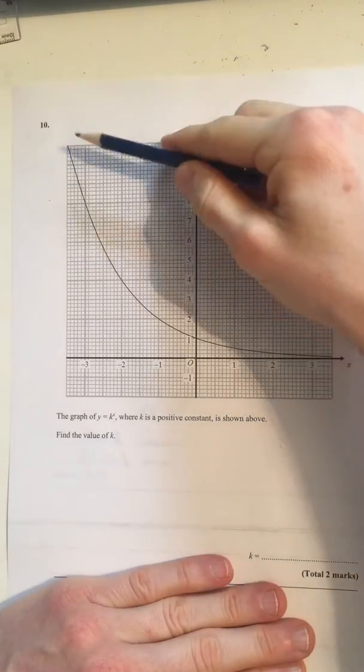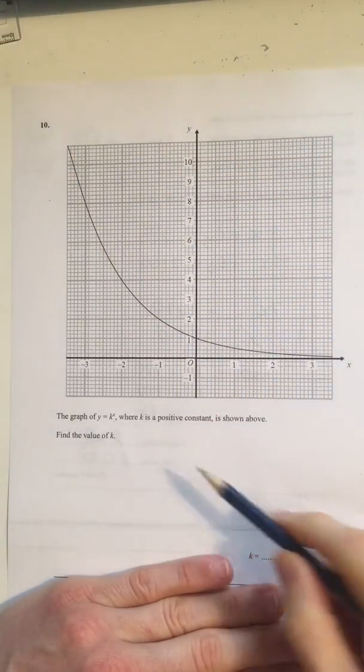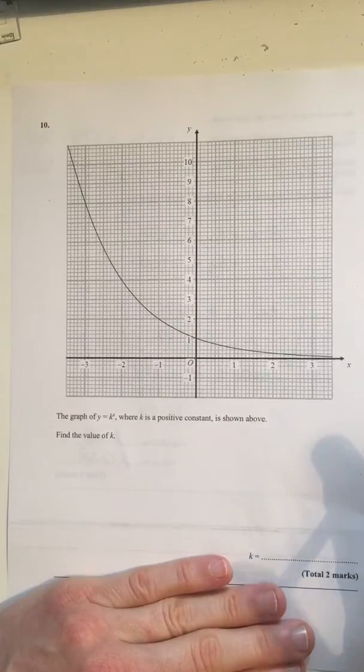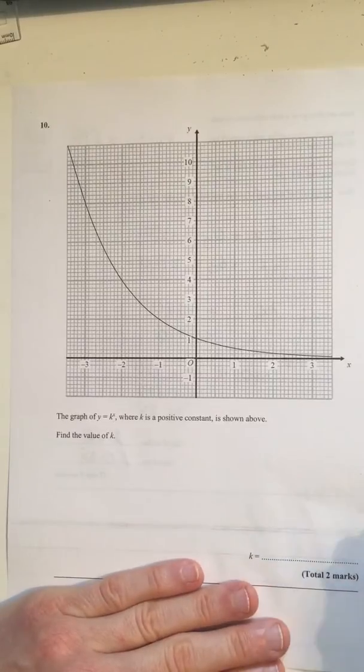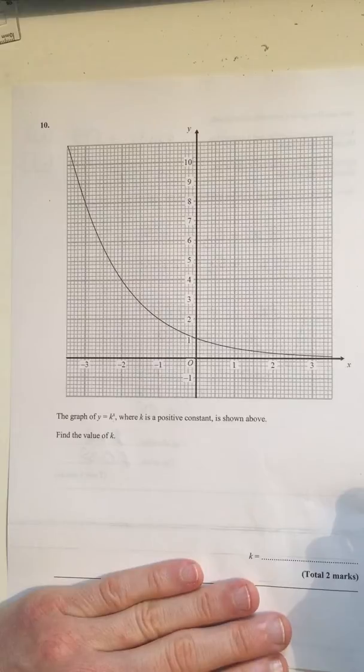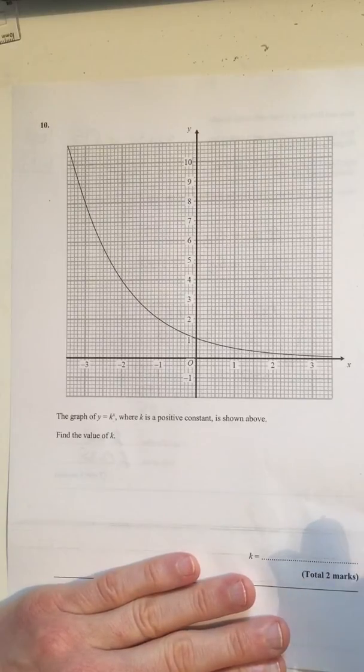We've been given the graph of y equals k to the power x, and we need to find the value of k. So from this graph, we can look at some key coordinates to find out k. Now there's one coordinate in particular that makes this question really easy.